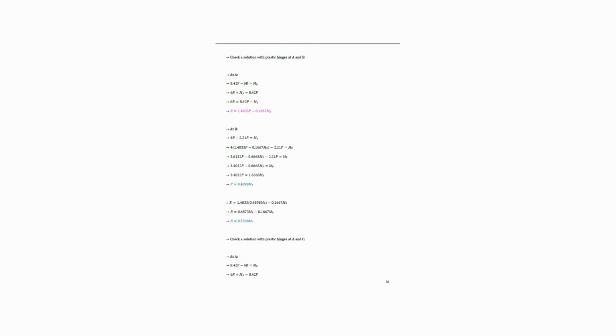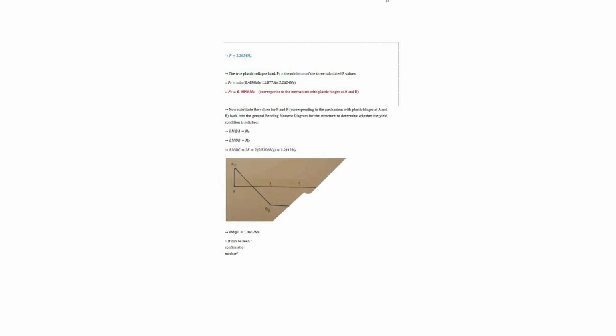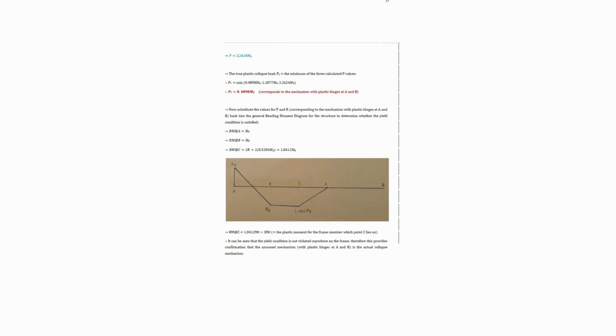Part B involves finding the unknown variables P and R. We determine their values by introducing plastic hinges at various points and solving the resulting equations. The plastic collapse load, PC, is derived from the minimum calculated P value. Substituting P and R into the bending moment diagram confirms that the yield condition is satisfied, validating the assumed collapse mechanism. End of paper.